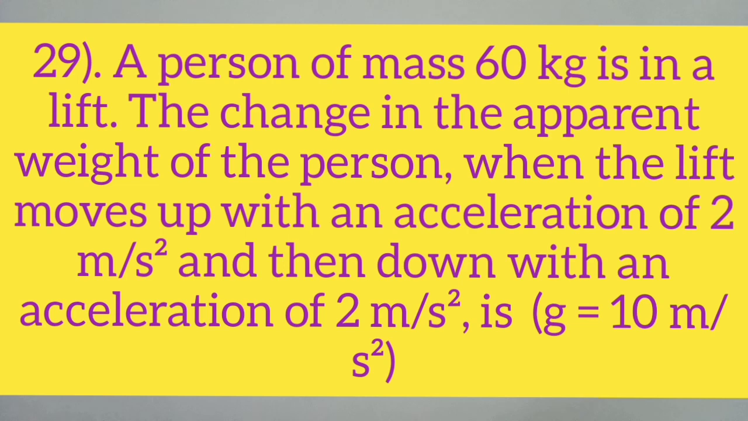Twenty-ninth problem. A person of mass 60 kg is in a lift. The change in the apparent weight of the person when the lift moves up with an acceleration of 2 meter per second square and then down with an acceleration of 2 meter per second square is. Take g is equal to 10 meter per second square.